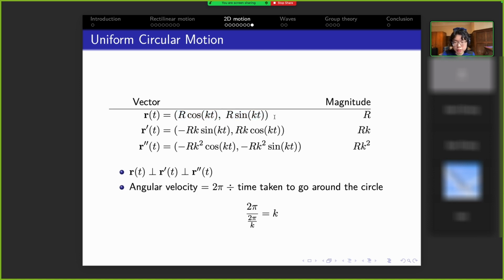The slope of this is going to be like sine over cosine. The slope of this is going to be like cosine over minus sine. Because you know that the slopes of perpendicular lines multiply to minus 1, you can see that these vectors are actually perpendicular.